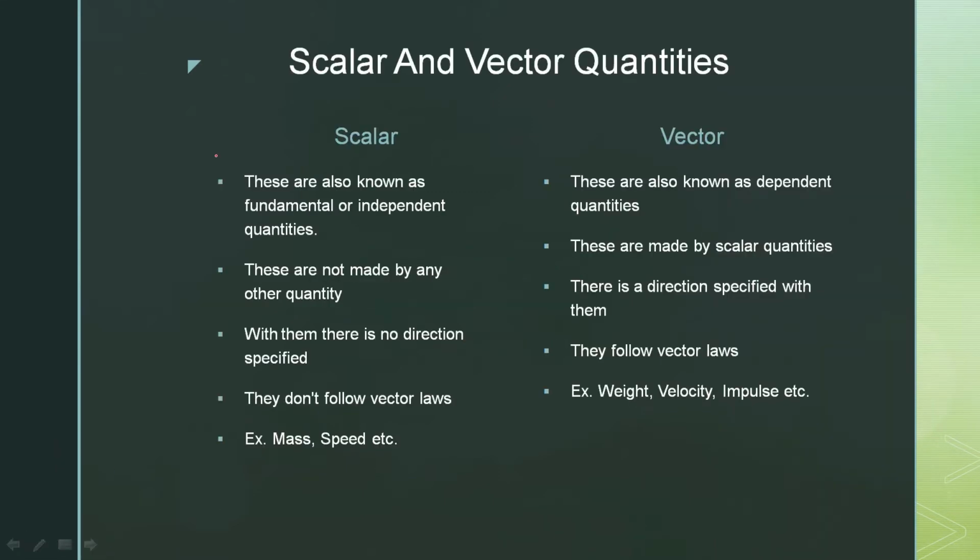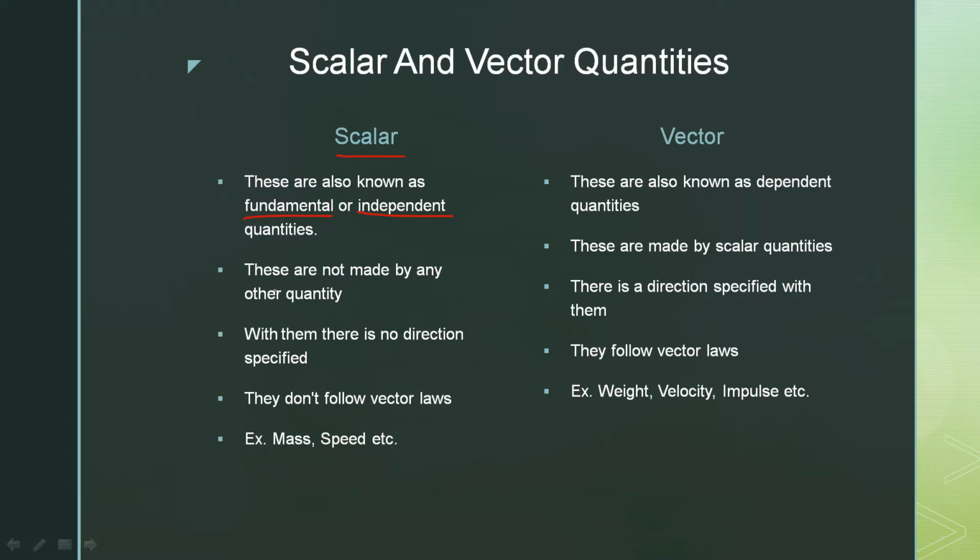Let's proceed. So today we are going to discuss scalar and vector quantities firstly. Start with scalar quantities. Scalar quantities are also known as fundamental or independent quantities. This means they are not dependent on any other quantity for their formation. These are fundamental and independent. These points are very important. It will be beneficial for you if you note these down.